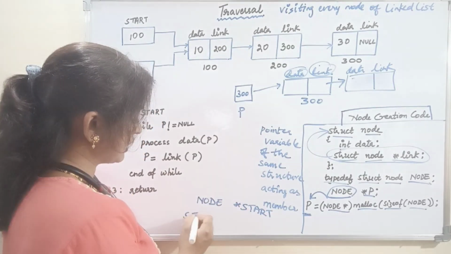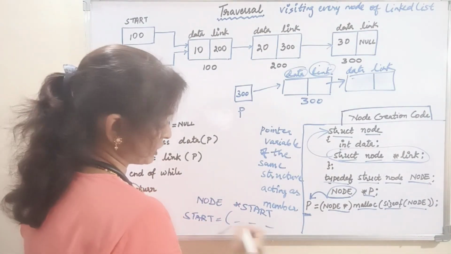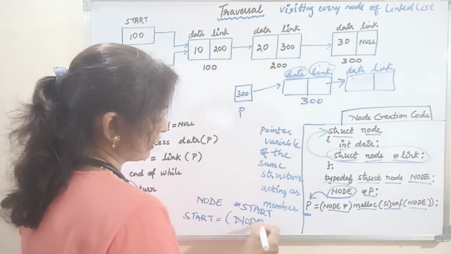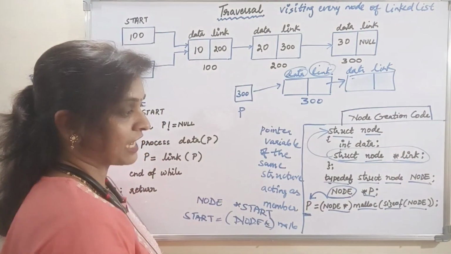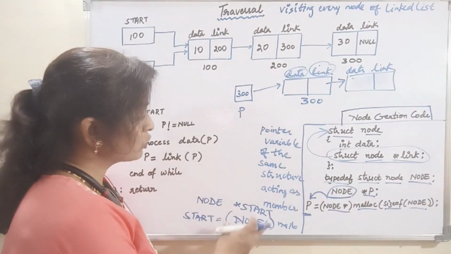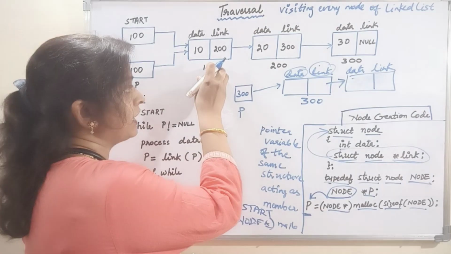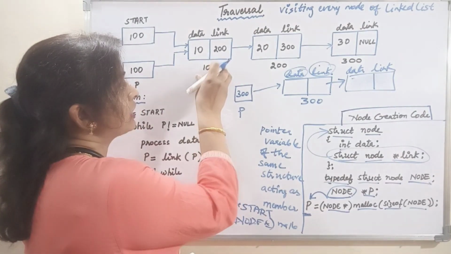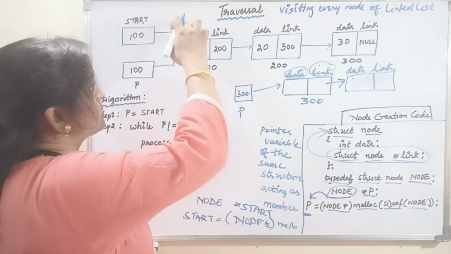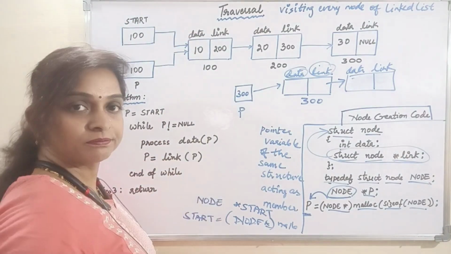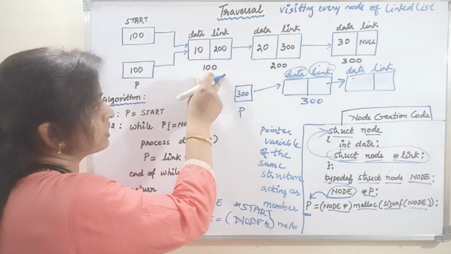Then I say start equal to, again that node type, node asterisk malloc, the same line, sizeof node. So I am going to allocate a memory. Assume this is the memory that I have obtained for the first node. So the address of this first node will be held in start. Start will always be pointing to the first node. So look here, 100. It is pointing to the location 100.